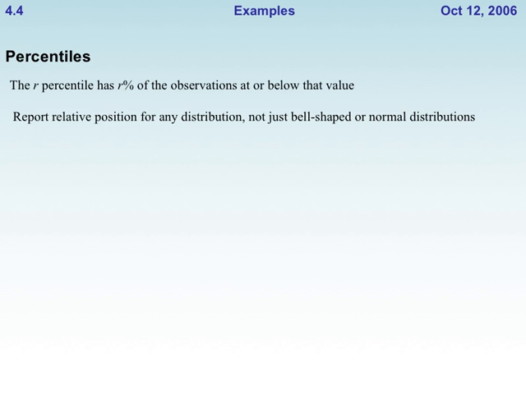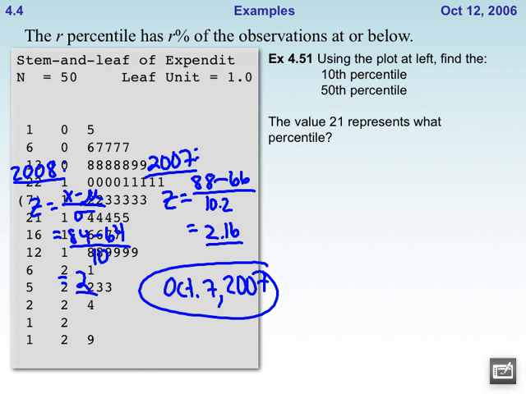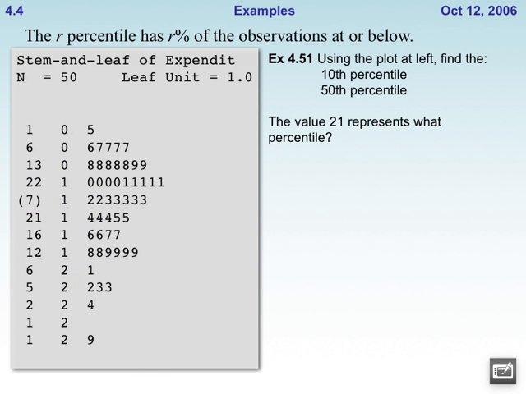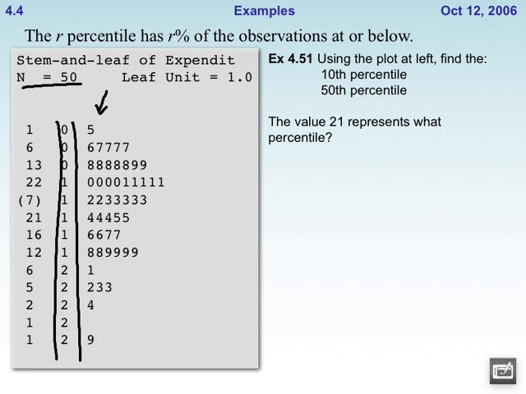Okay, let's do an example. So this is the distribution that you have. I think it's looking at expenditures. So here's what we're told. We have 50 observations. Here's how to read this stem and leaf plot. This part right here is the stem. Everything to the right is the leaf. Do you guys know what this stuff to the left is?